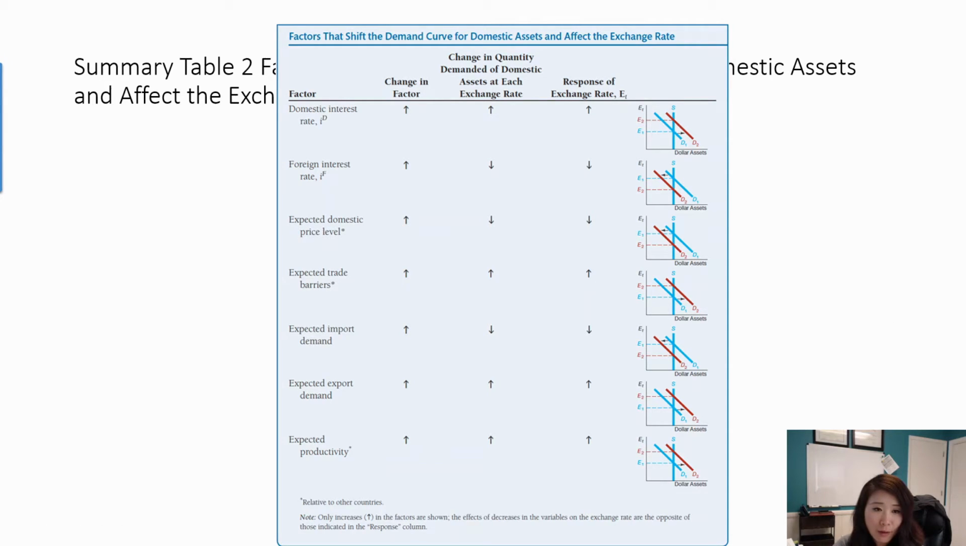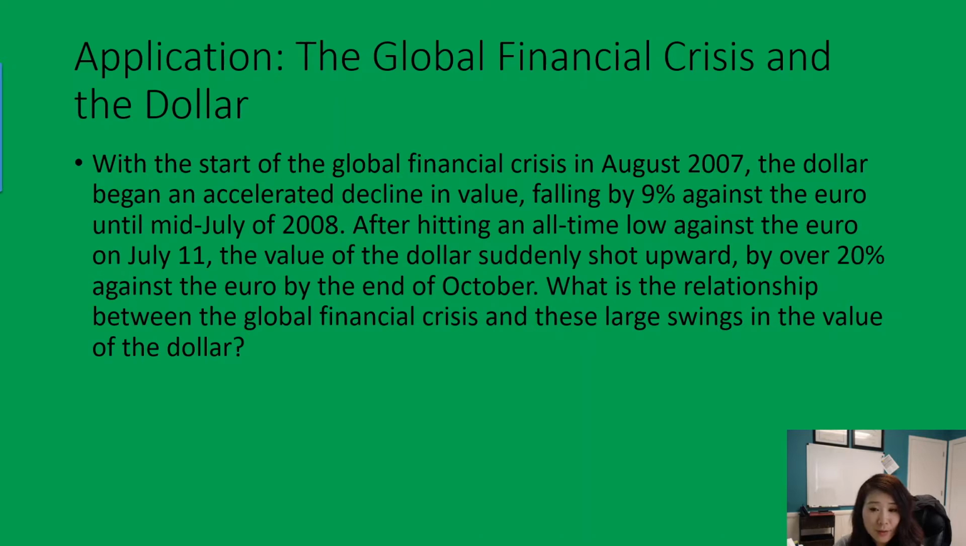So using this model, we are going to analyze two scenarios. The first is the global financial crisis. When the global financial crisis started in August 2007, the dollar began an accelerated decline in value, falling by 9% against the euro until mid-July of 2008. And after hitting an all-time low against the euro on July 11th, the value of the dollar suddenly shot upward by over 20% against the euro by the end of October.